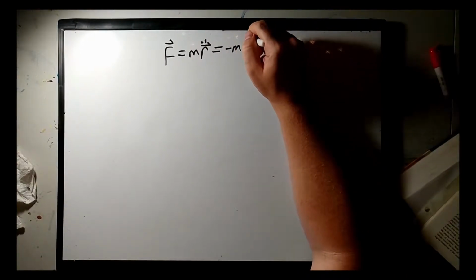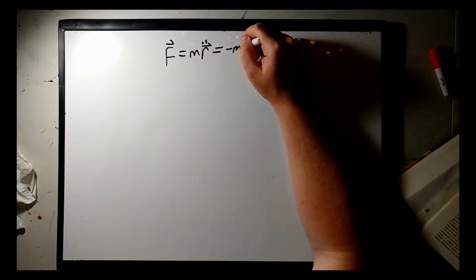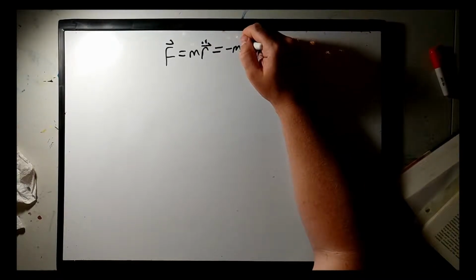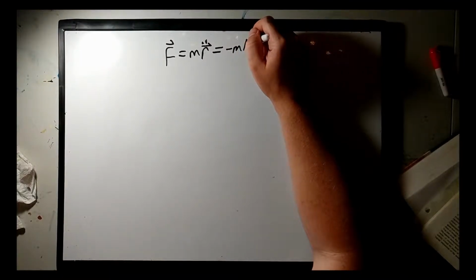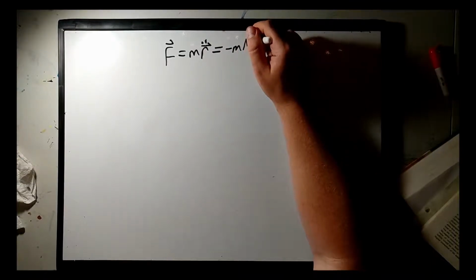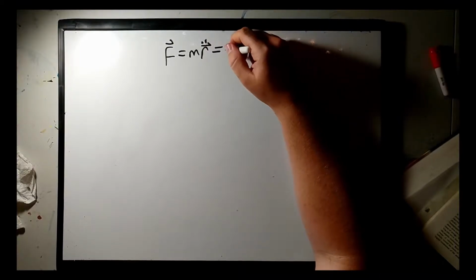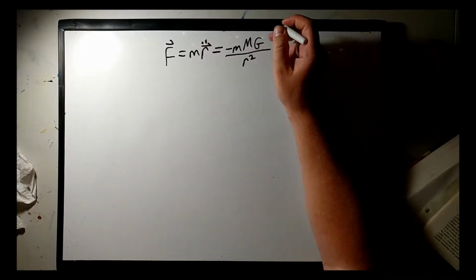m, which is the same here, and then so that's m1 times m2 times G over r squared. But we're going to write m1 and m2 differently, so we're going to do big M and little m, where big M is the mass of the Earth and little m is the mass of our spacecraft. And all that times G, and that's all over r squared.